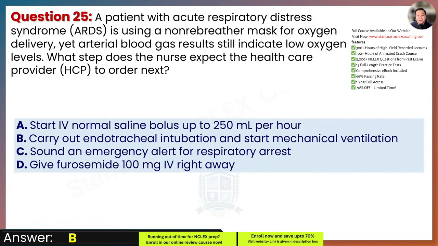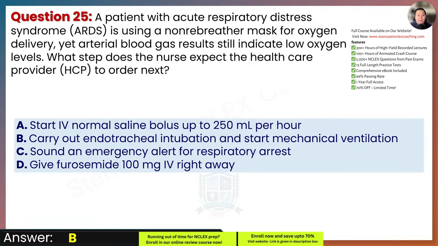Well, in this case scenario, the patient with ARDS is still experiencing low oxygen levels despite being on a non-rebreather mask, which is supposed to deliver nearly 100% of oxygen, right? For a non-rebreather. And so this indicates a non-improving, refractory hypoxemia wherein the body's ability to absorb oxygen is so impaired that even high levels of supplemental oxygen are not enough to correct the situation. So this is a hallmark of acute respiratory distress syndrome, which requires immediate escalation in the care.